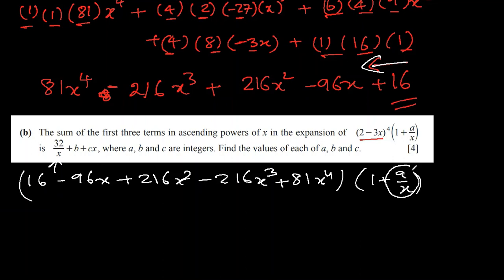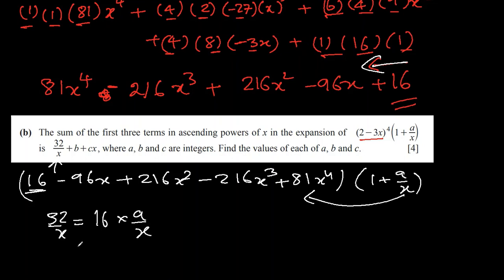This will give us denominator x, a over x, right? But this must multiply with one of them to give something over x. So which will be giving you something over x? Only the constant part. If this a over x multiplies with any other, it will never give you something over x. So 32 over x will be because of 16 multiplying with a over x, no one else.